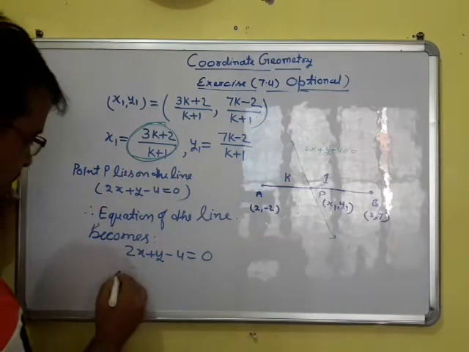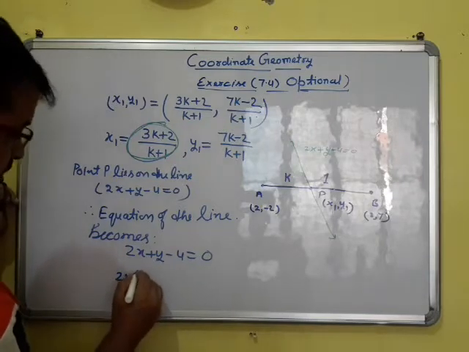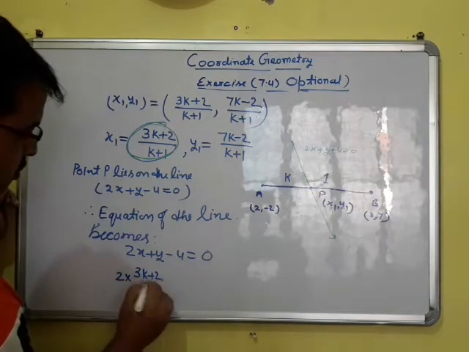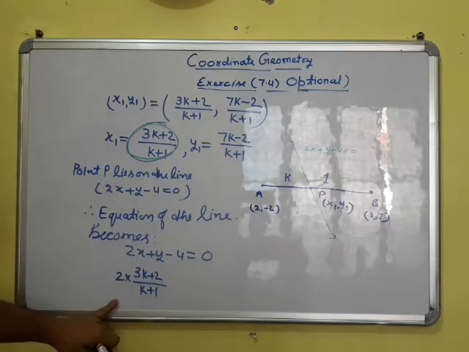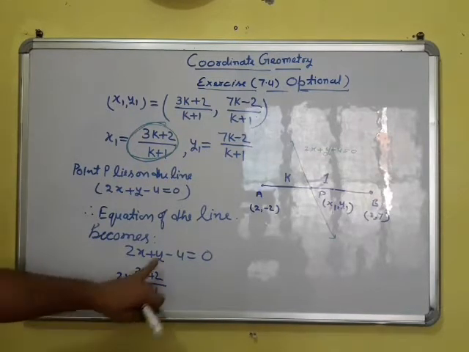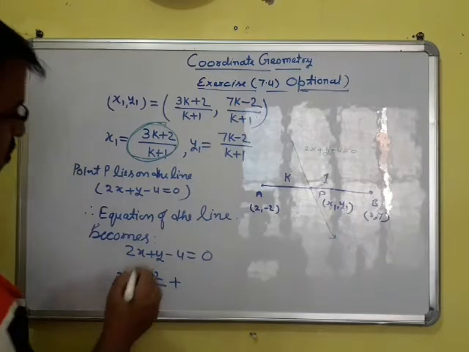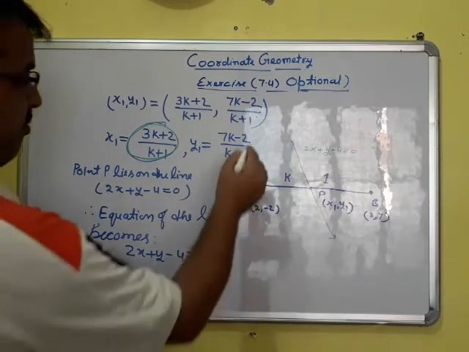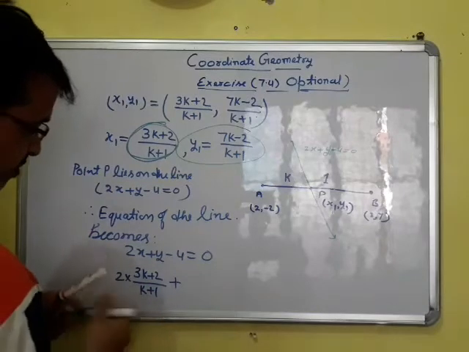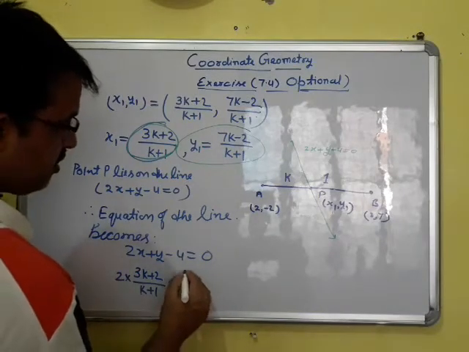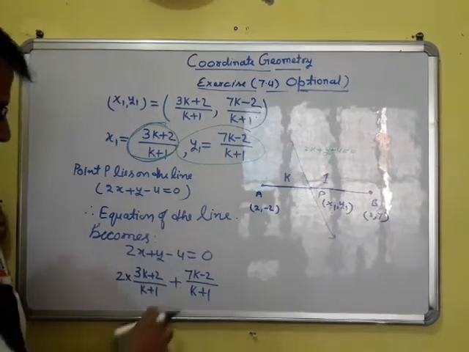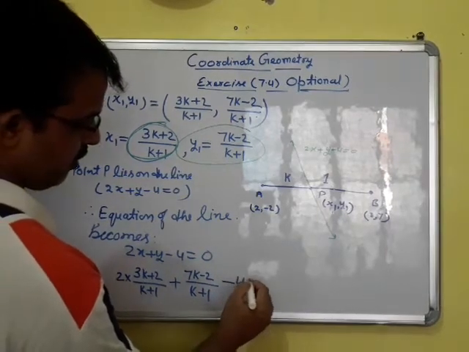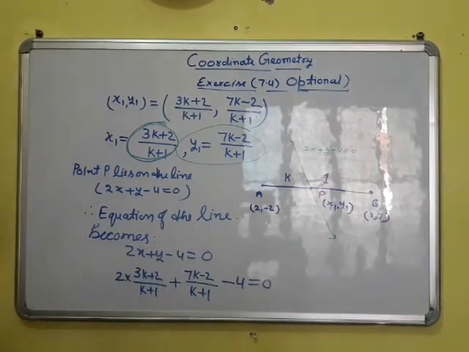So what we get here, 2 into 3k plus 2 by k plus 1, this is the value of x. Now plus the y value: y is 7k minus 2 by k plus 1. Clear? And minus 4 is equal to 0. Clear? यहाँ पे हमारा ये क्वेश्चन बन गया.